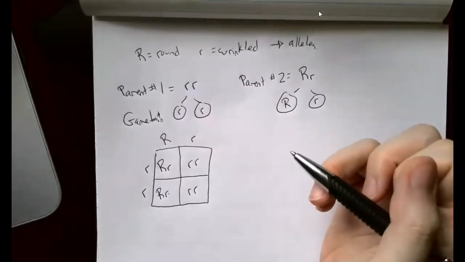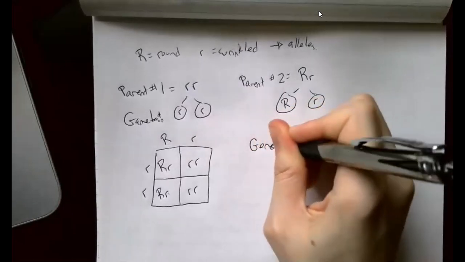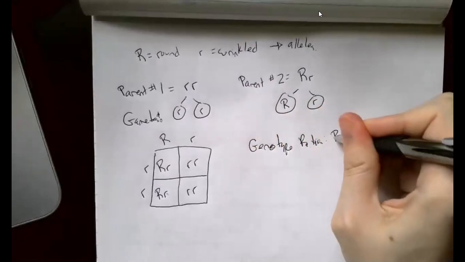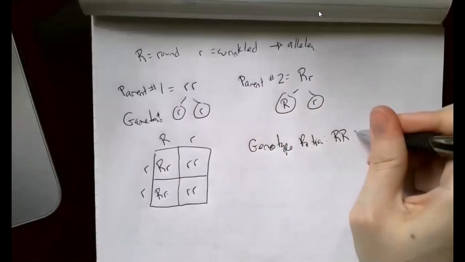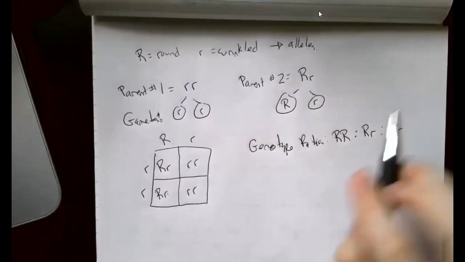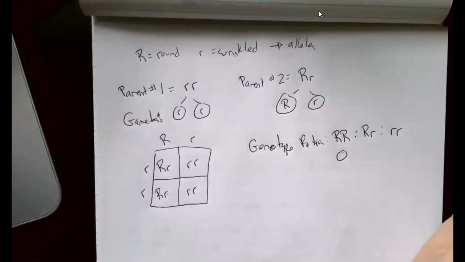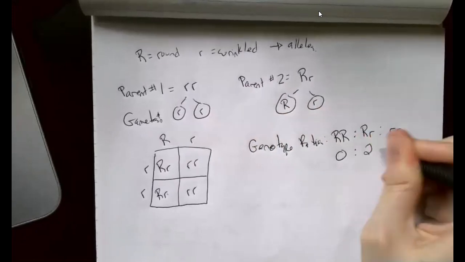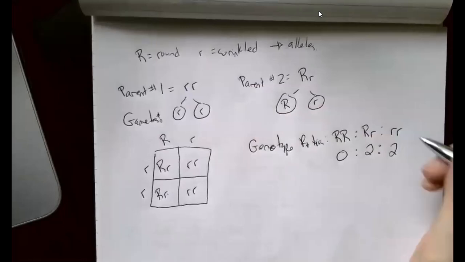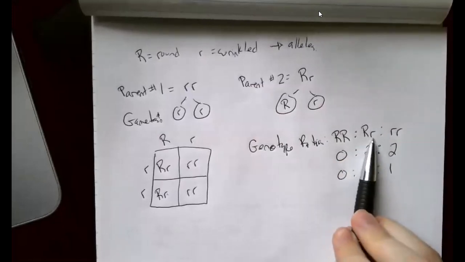Then it wants us to write the genotype and phenotype ratios. So the genotype ratio is always written as homozygous dominant to heterozygous to homozygous recessive. And we just count how many of each of these there are. So we have no big R big R, we have 2 big R little r, and 2 little r little r. You could also put these in lowest terms and write that it is a 1-to-1 ratio between your heterozygous and your homozygous recessive.